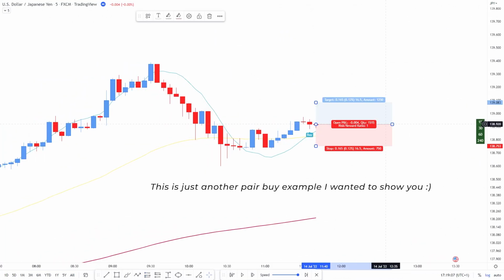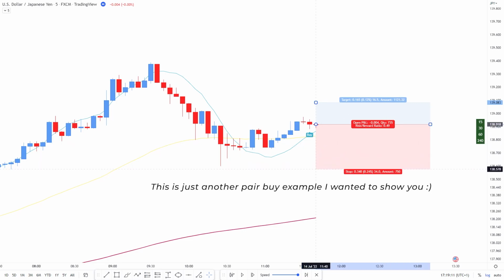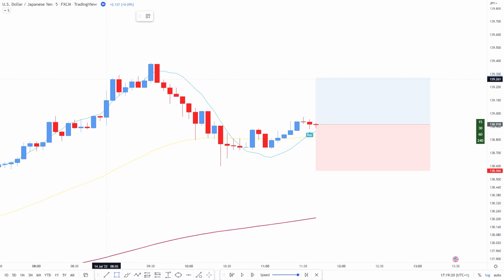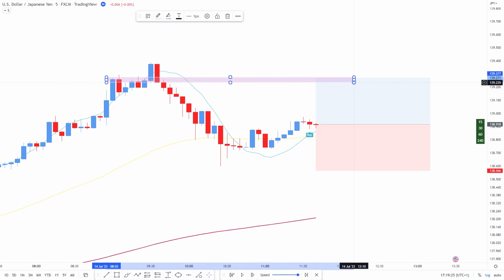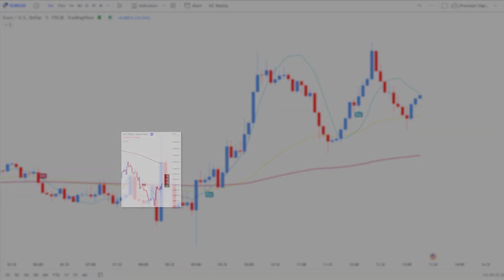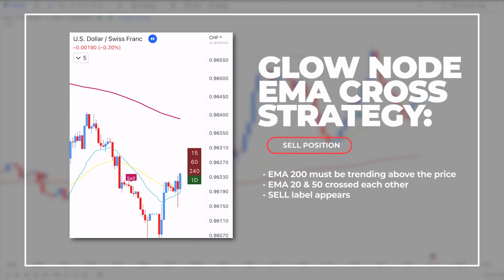So in this example, I would enter over here, setting my stop loss below the 20 and 50 exponential moving averages and setting my profit target around this level, because we can see there is some sort of resistance around the zone, as you might expect a pullback from here. And for the short trades, we will use the exact opposite rules, so we will only enter a trade if we have a clear indication that the 200 EMA is trending above the candlesticks, the 20 and 50 exponential moving averages are crossing each other, and the indicator produces a sell label.